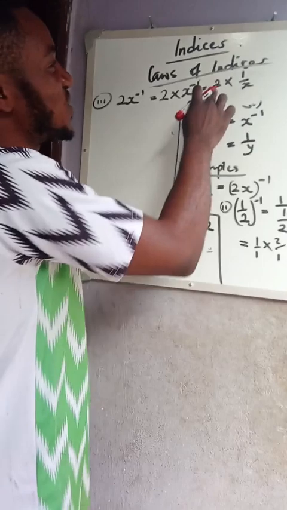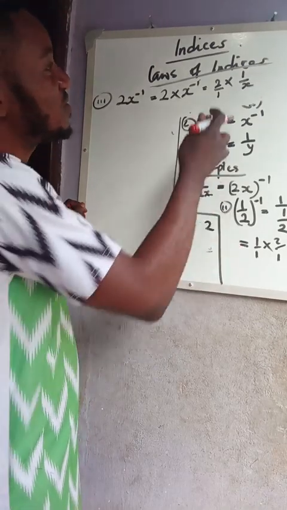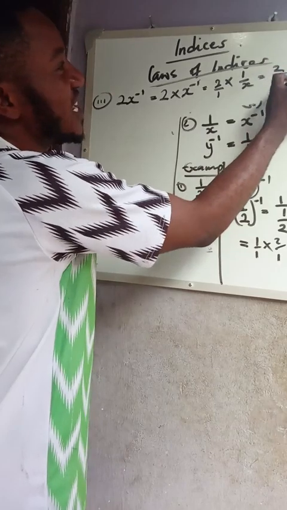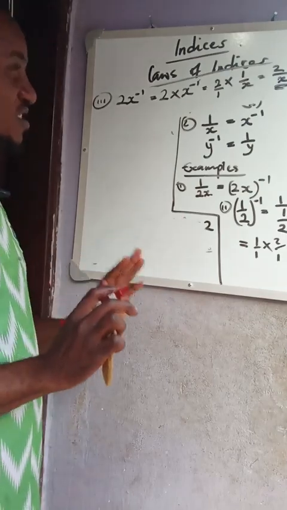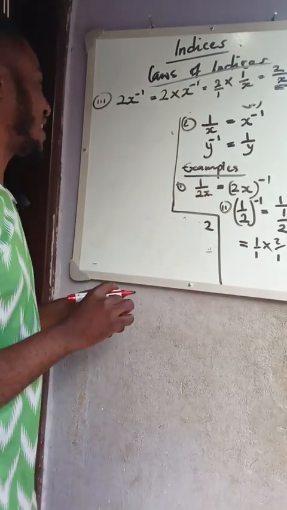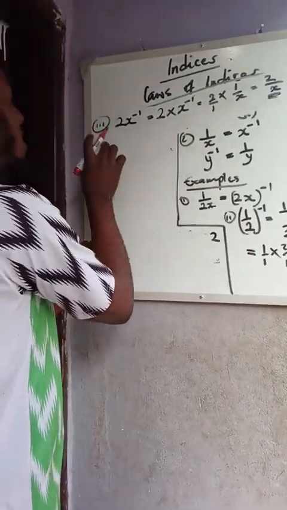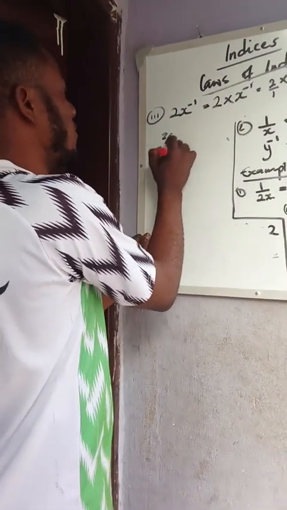Are we together now? So we're saying the 2 times. Now this one is saying 2 over 1. You understand? So you now say 2 times 1 is equal to 2, and 1 times x is equal to x. Do you understand it? Correct. So you see the way the law functions. Very simple.